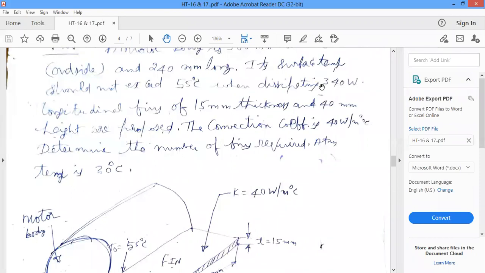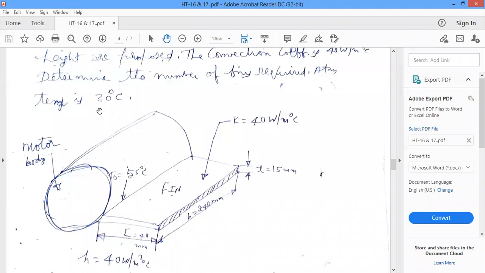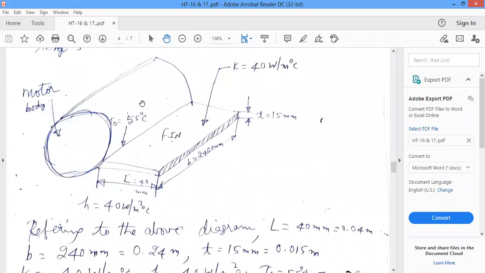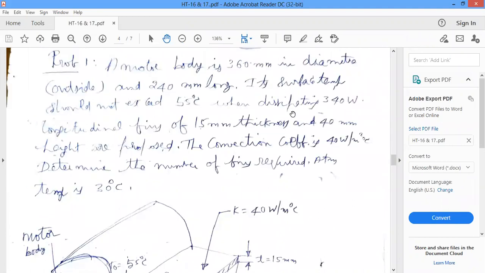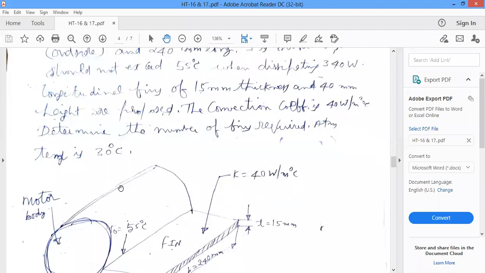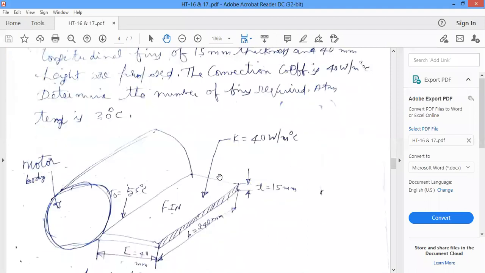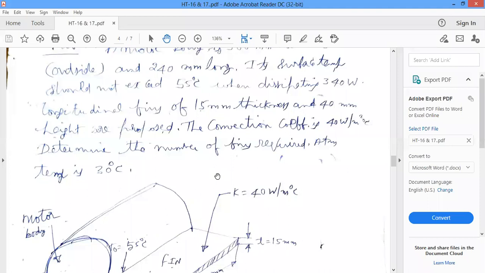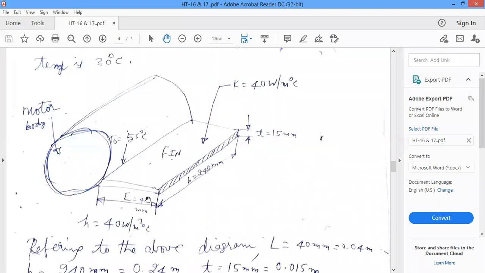When dissipating heat, 340 watts. How much heat is dissipated by this motor body? Whenever the motor is rotated, it dissipates heat of 340 watts. On this motor body, longitudinal pins of 15 mm thickness and 40 mm height are attached, like pin 1, pin 2, pin 3, pin 4, like that. So the height of the pin, 40 mm, is proposed.